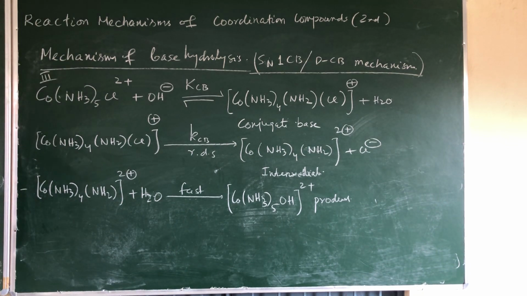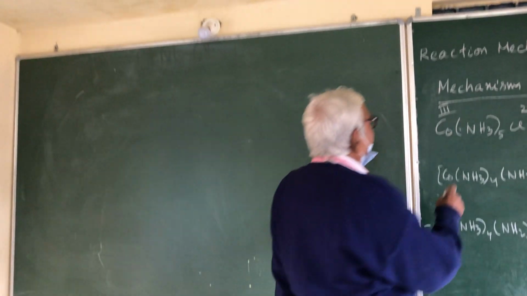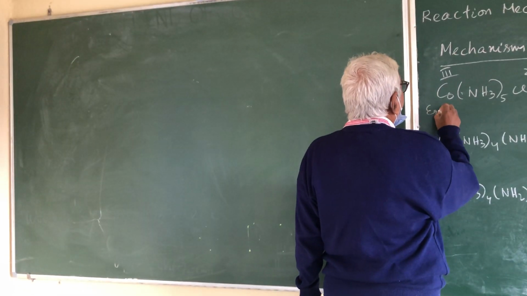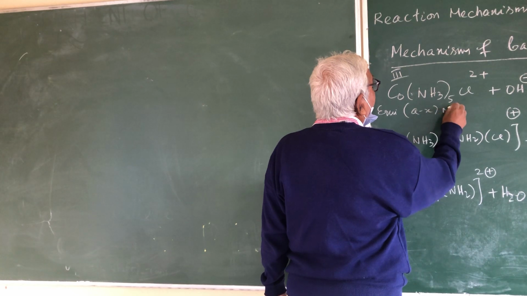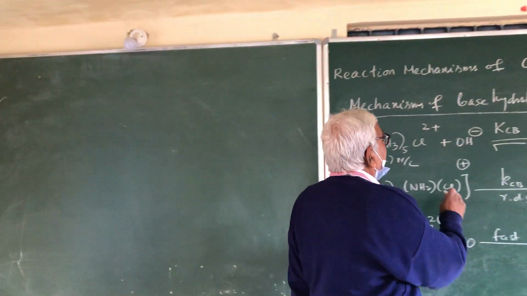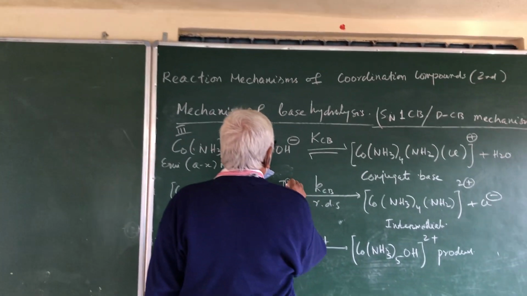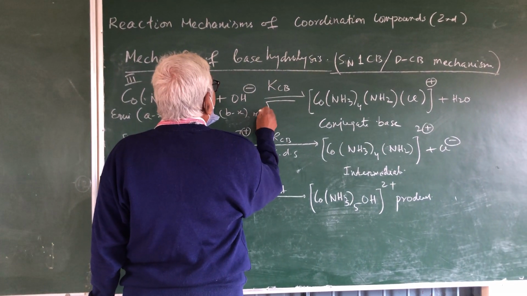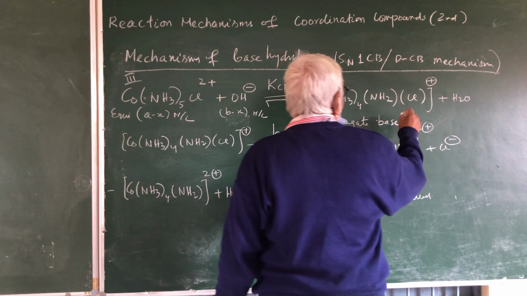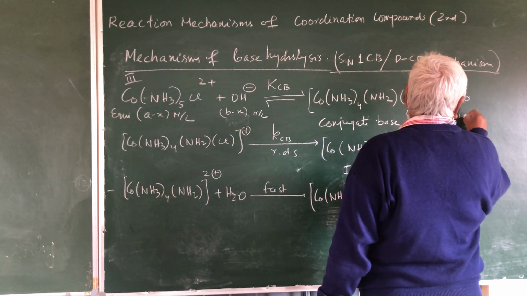So now we'll derive the mechanism of the base hydrolysis. So suppose at equilibrium, this is A minus X mole per liter. This is B minus X mole per liter. This will be X mole per liter.